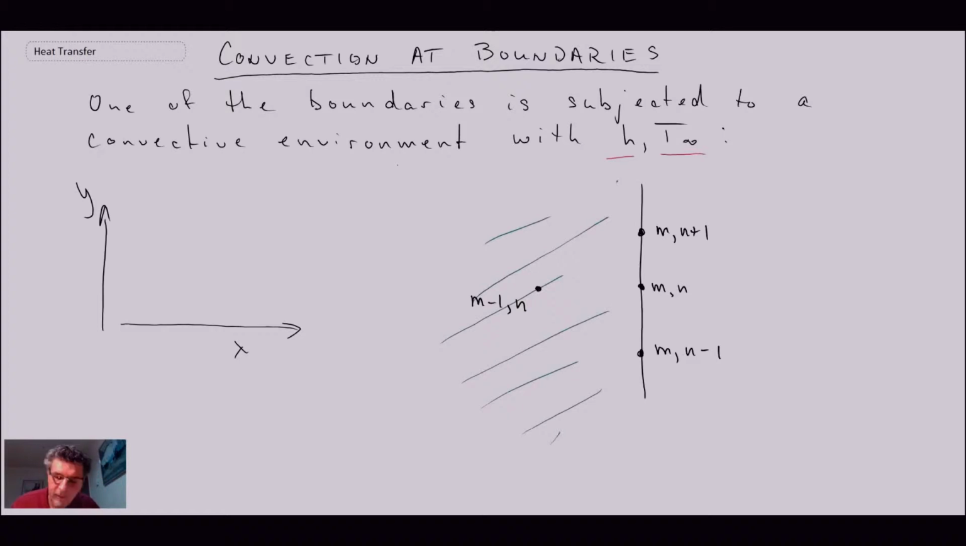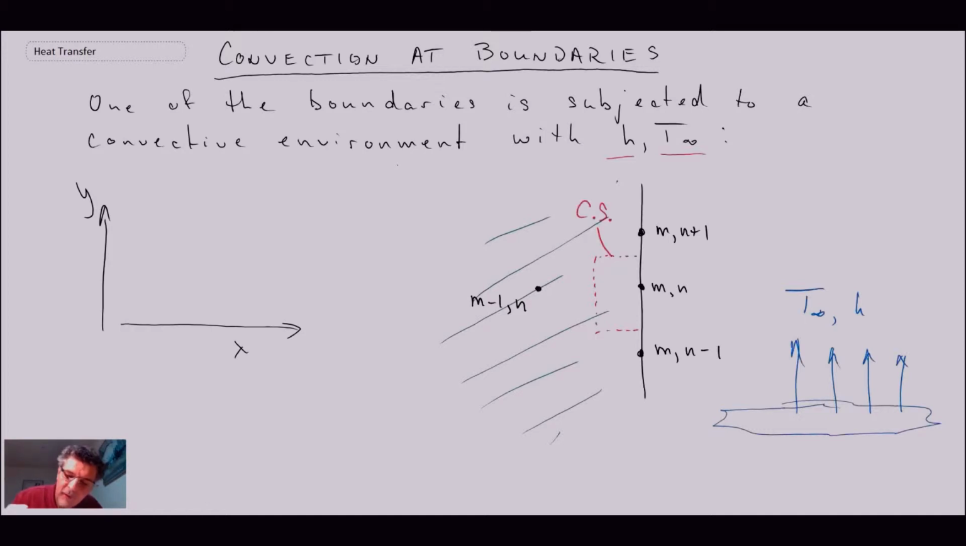So again, I'm putting an interior node, m-1,n, and just like before, we are going to prescribe a control surface. Before I do that, let me denote our convective environment. So out here we have a fluid, could either be forced or natural, doesn't really matter. T infinity and h is the convective heat transfer coefficient. So just like before, we're going to prescribe a control surface here. And that is going to be what we're going to use in coming up with the equation for our boundary condition.